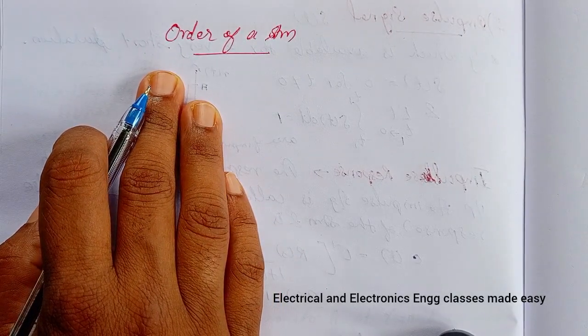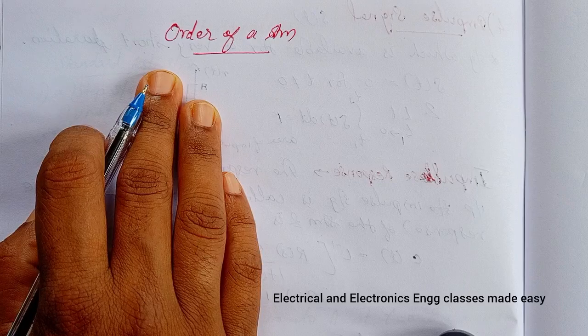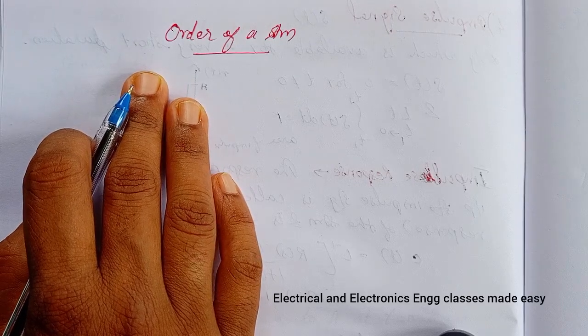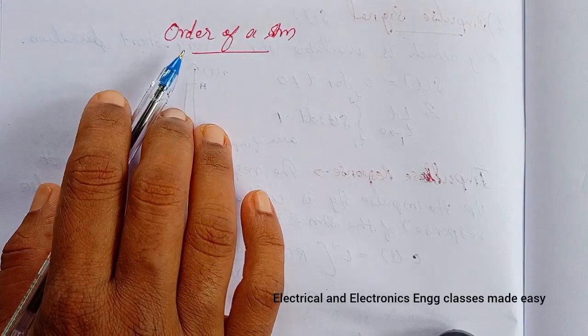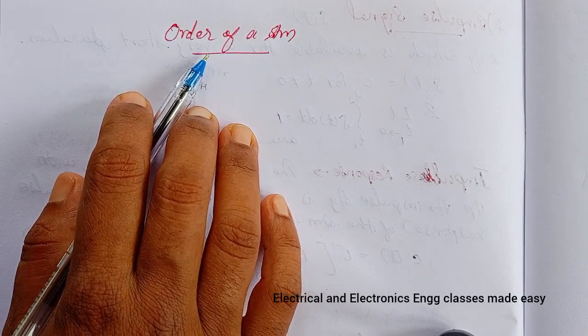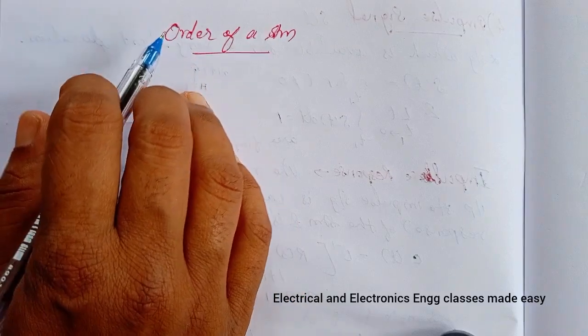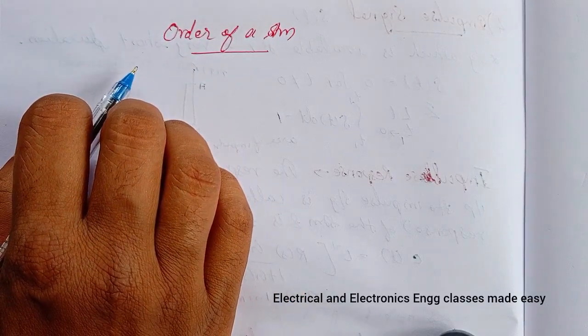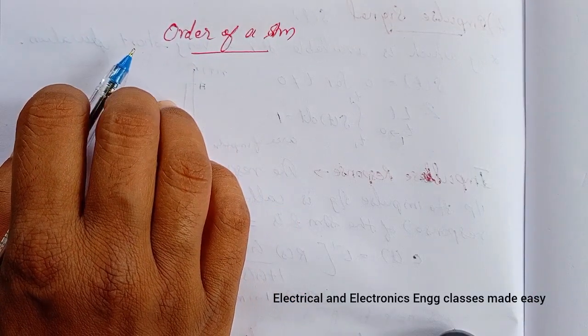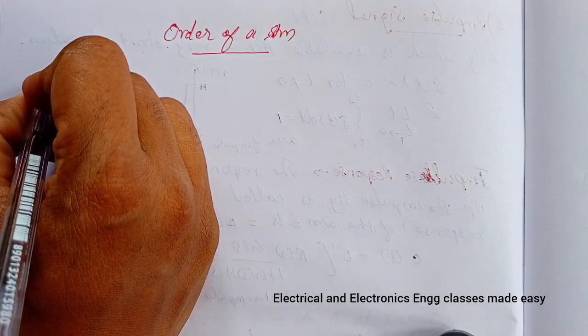Today's class is about the second order system in control systems. So before that, what is order? Order of a system. The order of a system is governed by the order of the differential equation of the system.